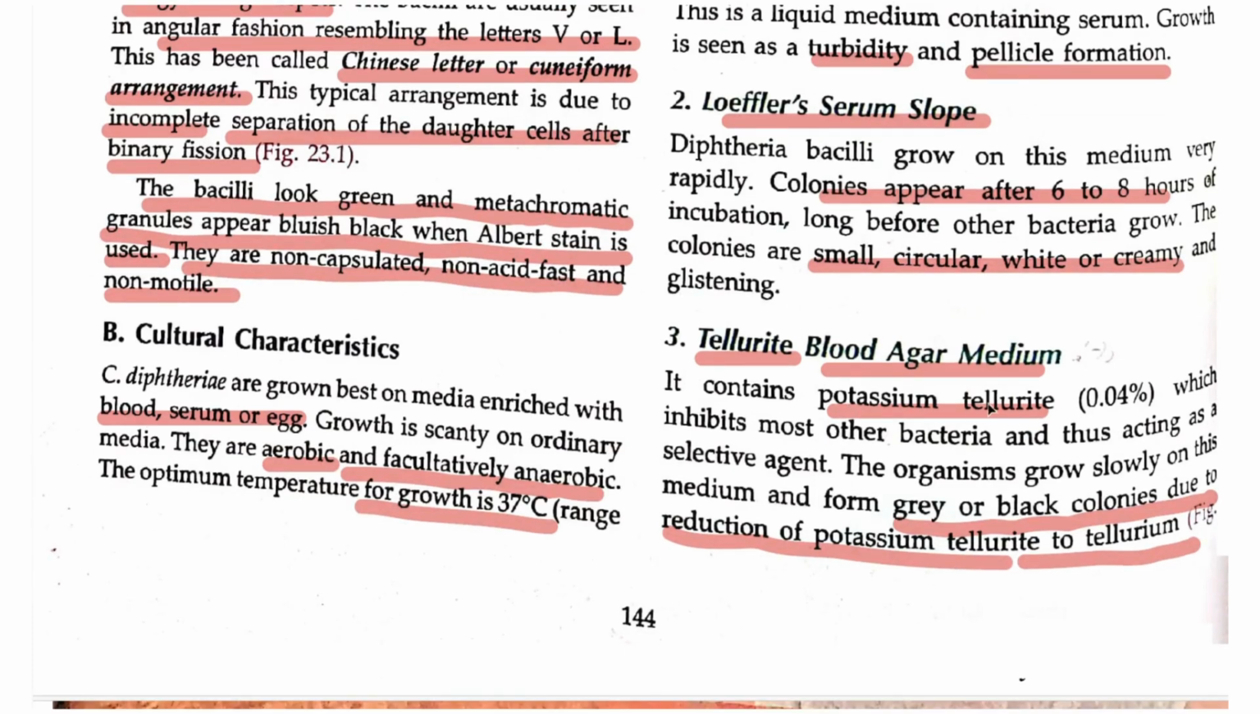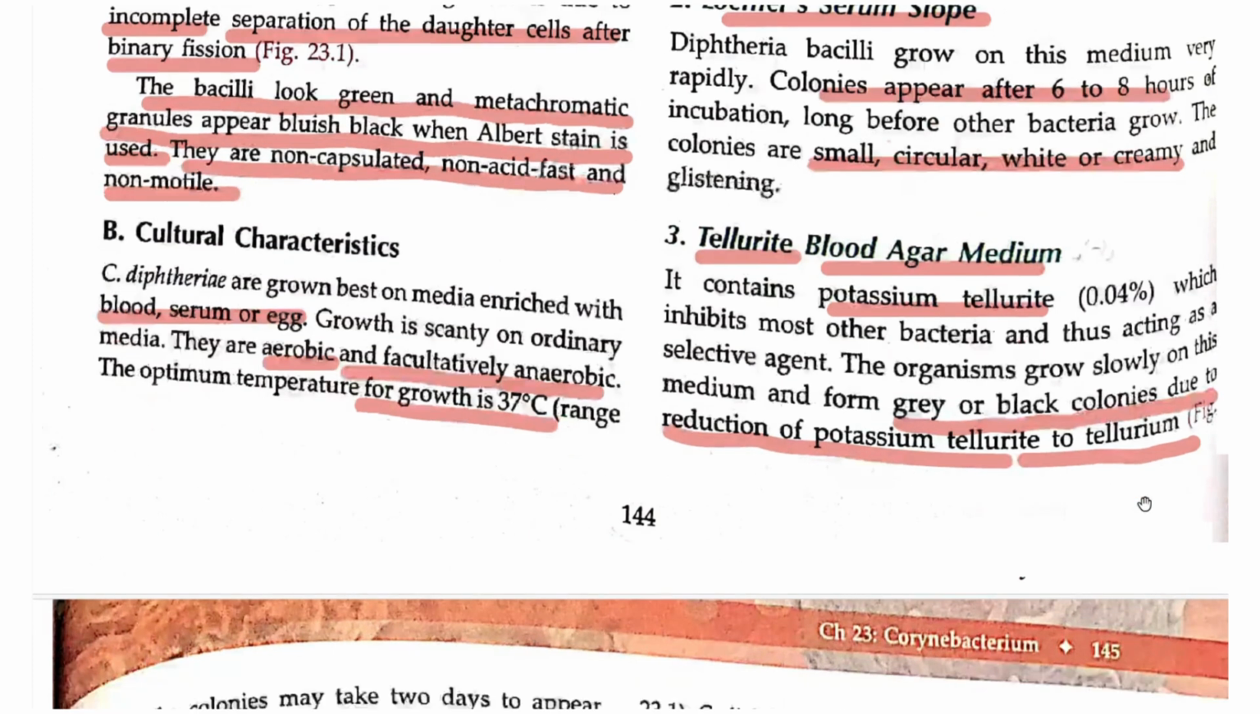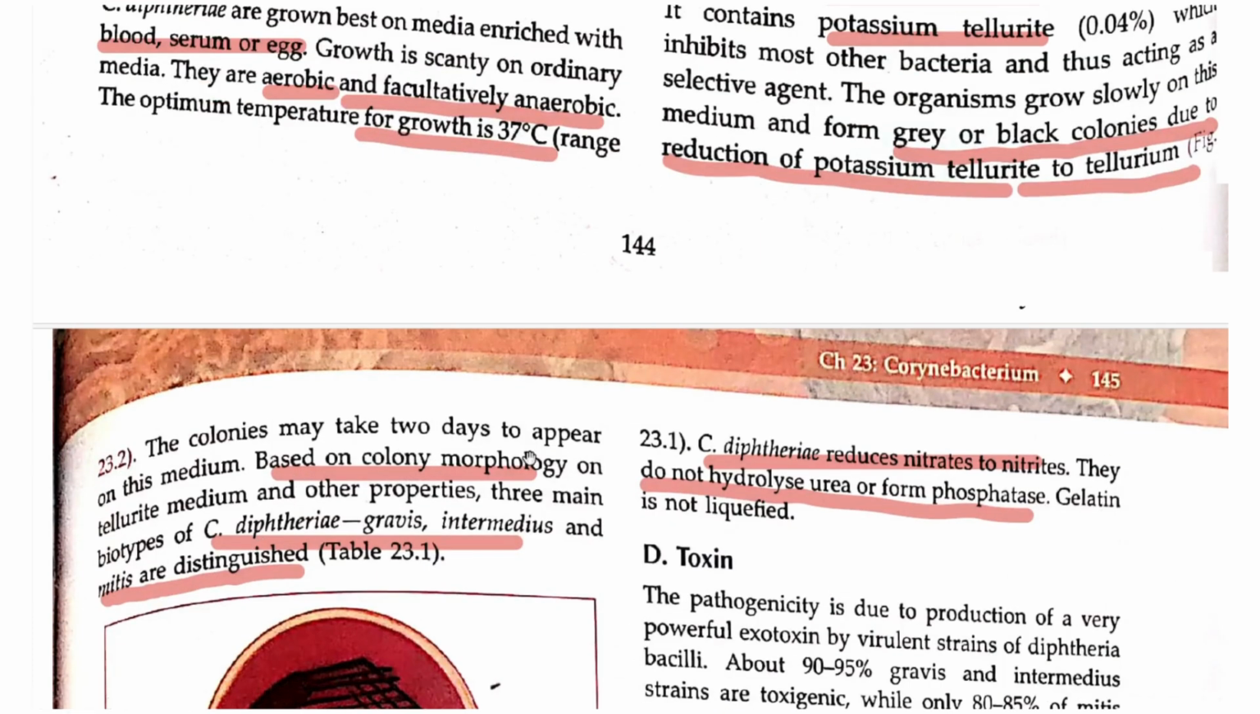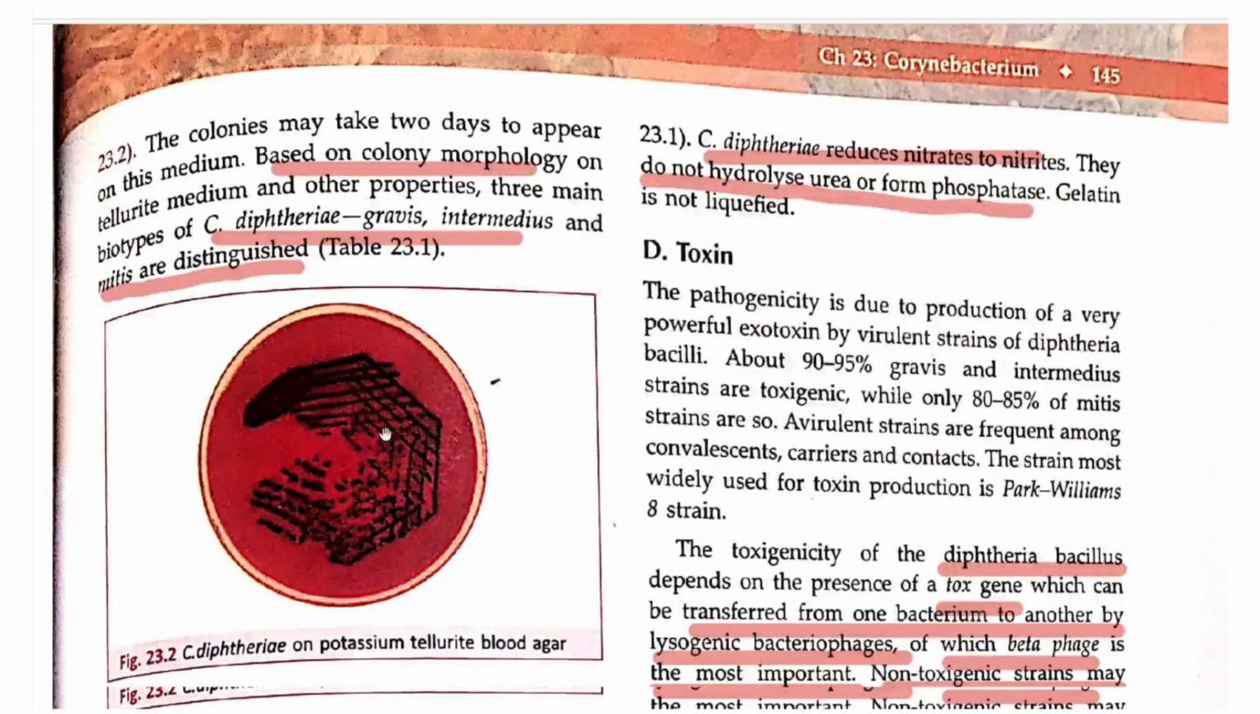Next is the tellurite blood agar. It contains 0.04% potassium tellurite, which inhibits most of the bacteria. Corynebacterium diphtheriae forms grey or black colonies due to the reduction of potassium tellurite to tellurium. The colonies may take 2 days to appear on this medium, and based on the colony morphology on the tellurite medium, they are divided into 3 main biotypes: gravis, intermedius and mitis, three different types.